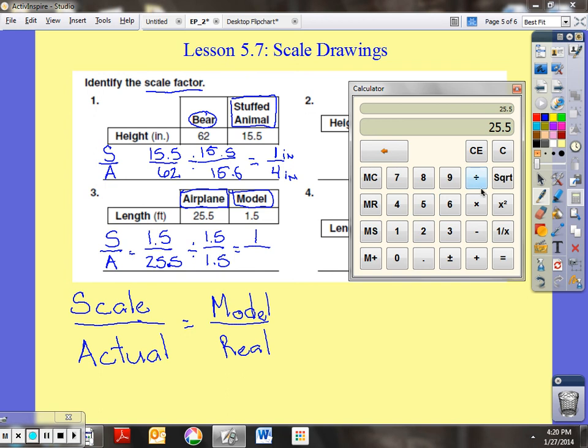25 and a half divided by 1.5 equals 17. So we have a 1 foot. So the model airplane, for every 1 foot the model airplane is long, it's actually 17 feet long in real life. Let's take a look at some other ones here.